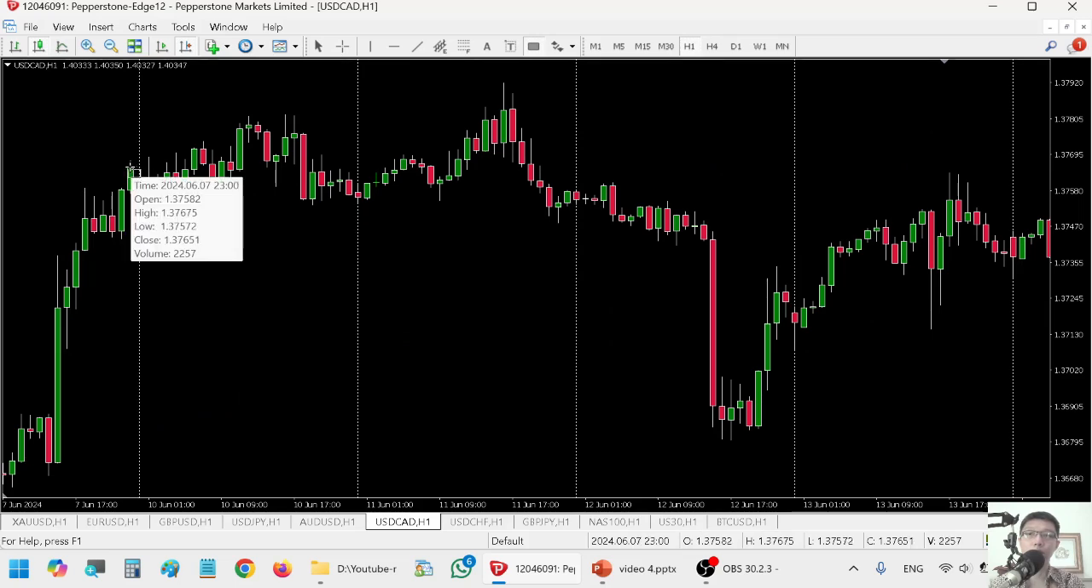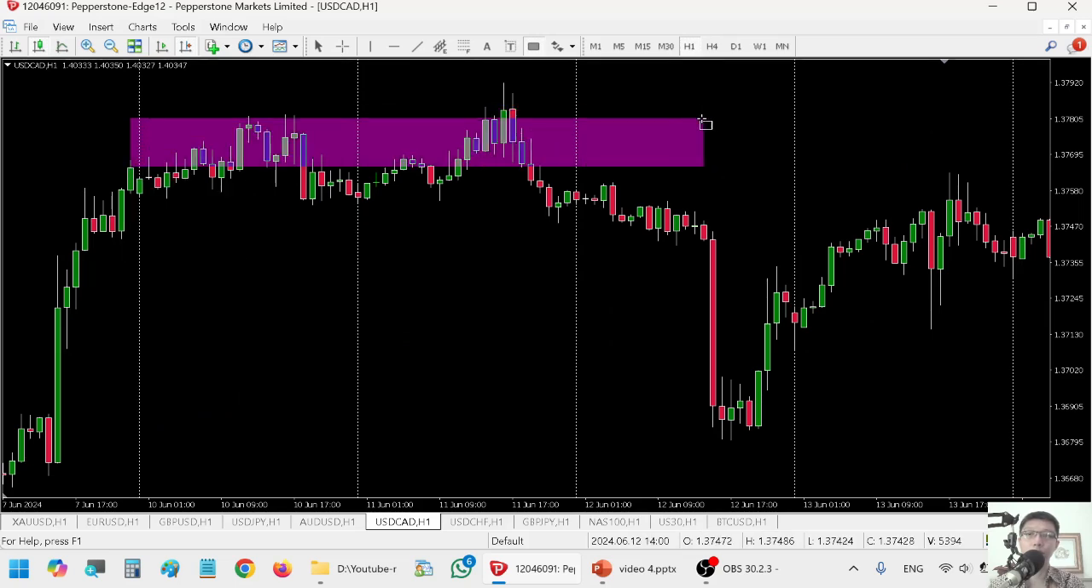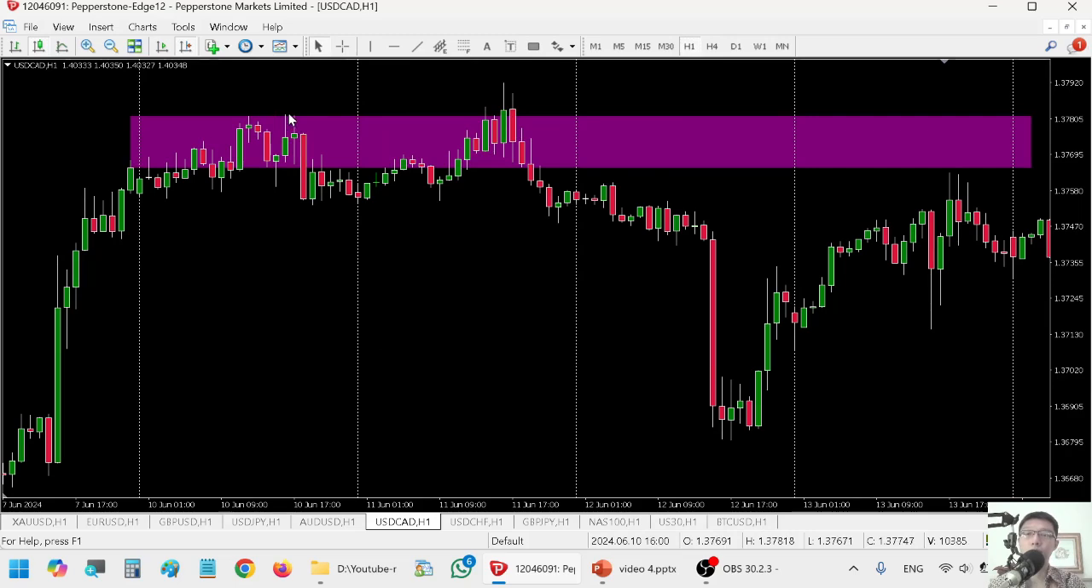Let's see some examples. In USD/CAD, this one is a resistance right here. The sellers come in to push the price downward. So this is one push and fail. Buyers push the price until close above this resistance and then fail. And the next one, the second push, the sellers succeed and price goes to the downside.